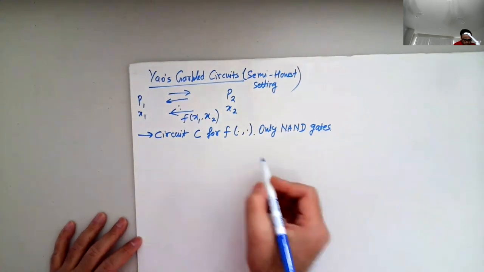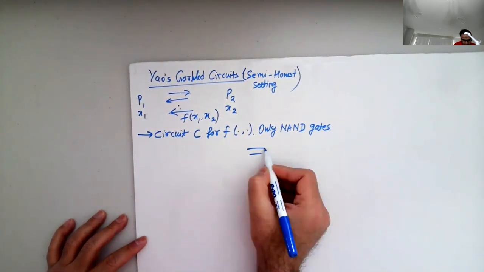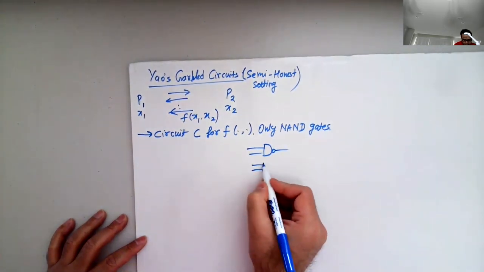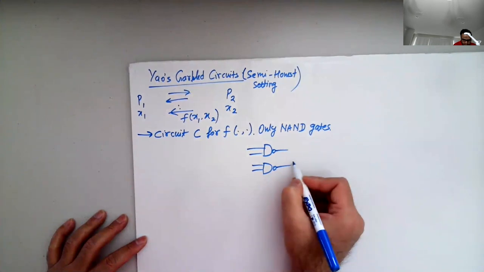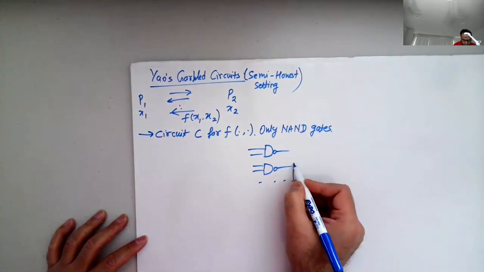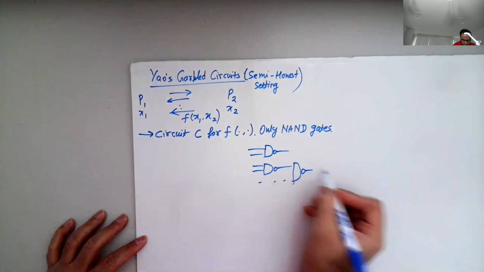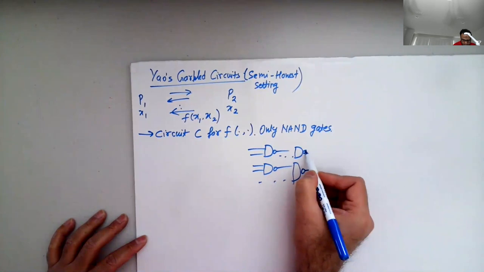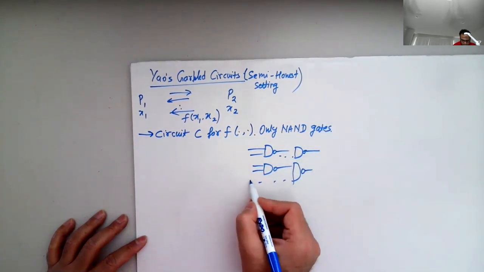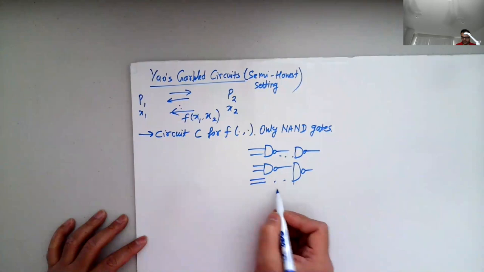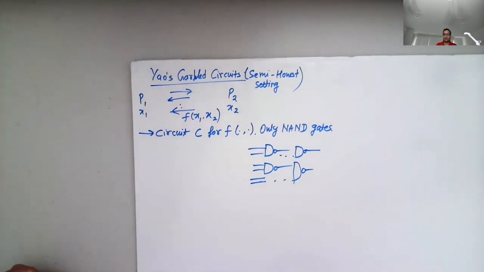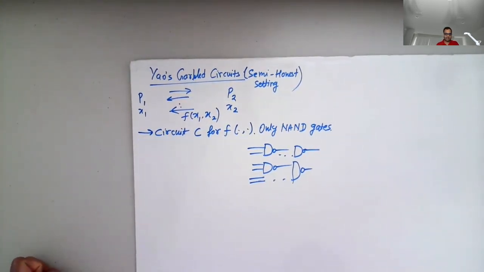So let's try to draw maybe some sample circuit. All these are NAND gates. So there are many wires in this circuit, okay? And I'm just giving you a high level overview of the whole construction. Right now, we will go into more formal details.